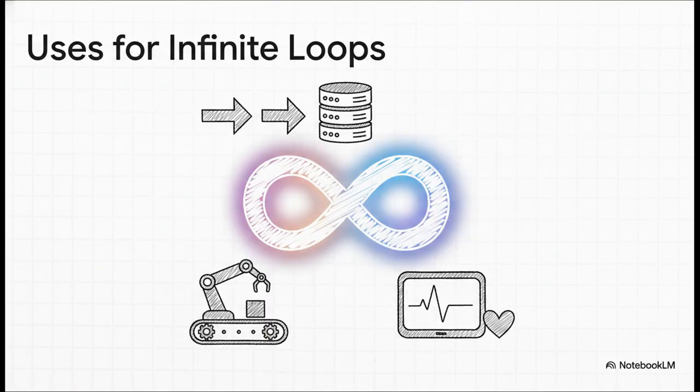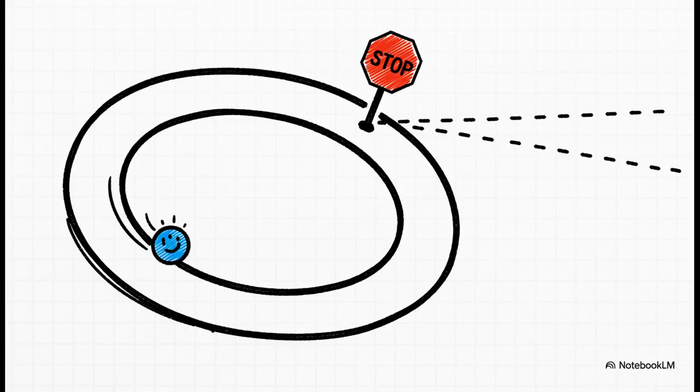Think about it. A web server's job is to run 24/7, just waiting for the next person to visit a website. Same for a background process that's always listening for a new job to do. These are perfect examples of when you want a loop to run forever on purpose. But okay, what if you're inside a loop and you need to get out now?